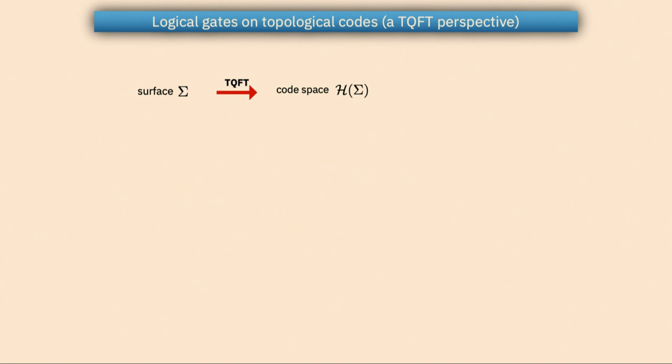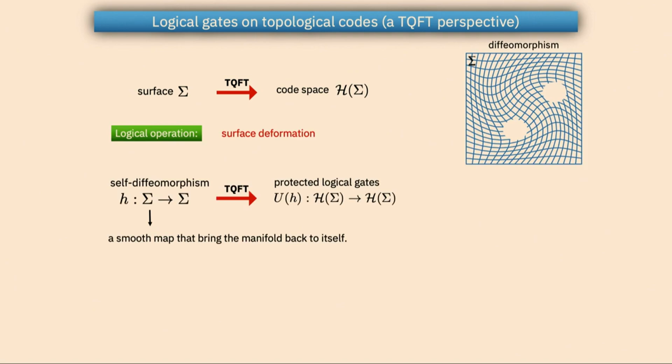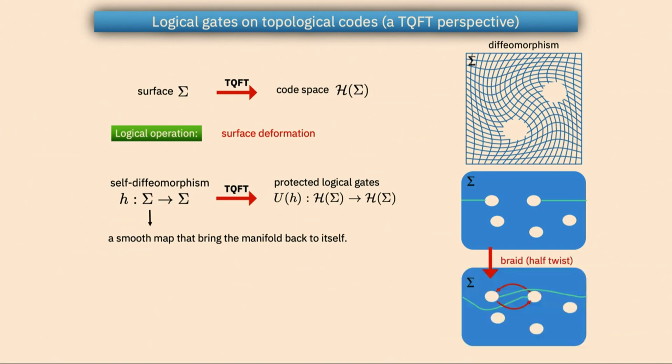So now we come to how to apply logical gates on topological codes from a TQFT language. In this language, the logical gates are just surface deformations. Mathematically speaking, it's called a diffeomorphism on a surface. In particular, it's a self-diffeomorphism which maps the surface back to itself, and the TQFT associates a protected logical unitary on the code subspace, which also maps the subspace back to itself. A well-known example is the braiding of punctures on a surface. From this, you can see that the surface is exactly mapped back to itself, although a non-trivial process happens, which can be indicated by the string attached to the punctures.